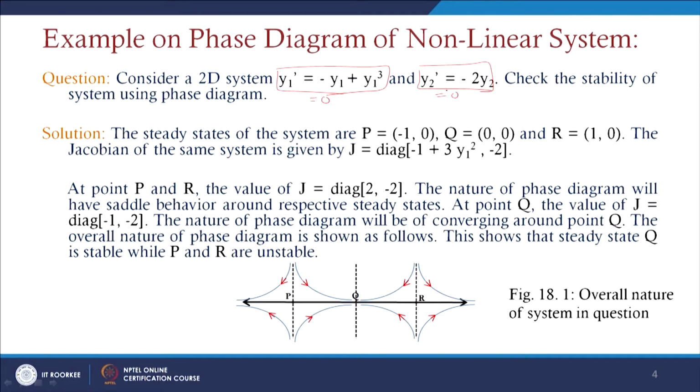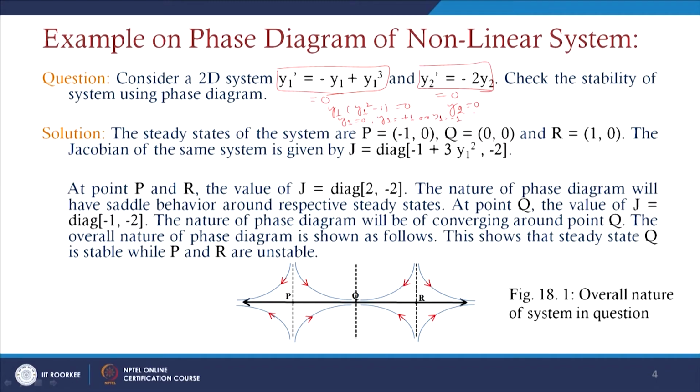If you just put these two values as 0 here, then from the first equation we can get y1 by taking it common: y1 squared minus 1 equals 0, and from the second one we get y2 equals 0. And from the first equation we get either y1 equals 0, or y1 equals plus 1, or y1 equals minus 1.